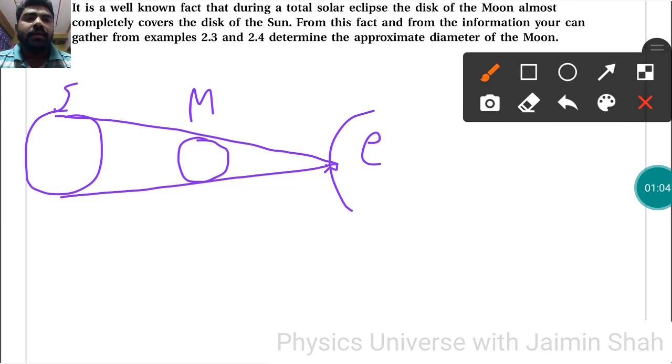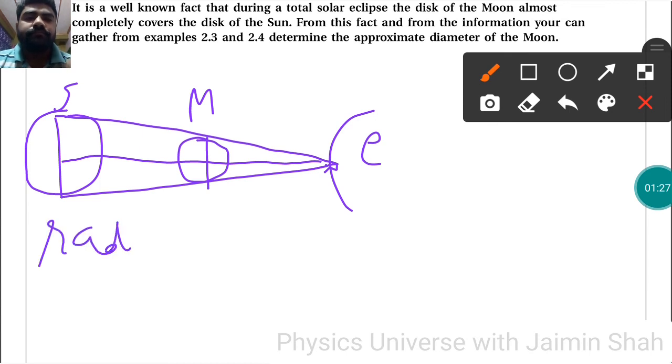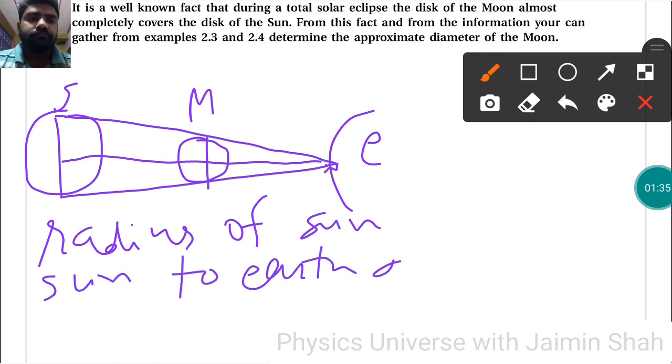Now see, here we can draw one diametrical point, right? Here also a diametrical point will be there. Now I can draw one bisector which is perpendicular. Now you can see that we always have the radius of the sun, right? The sun to earth distance, right? Now I am giving all the points a name: A, B, C, D, E and F, right?